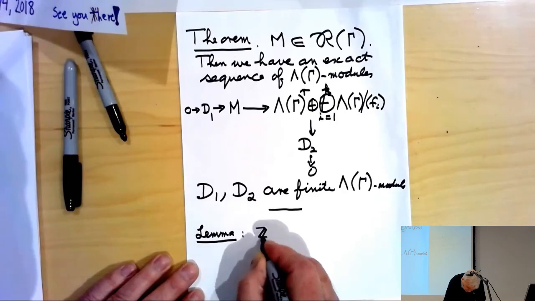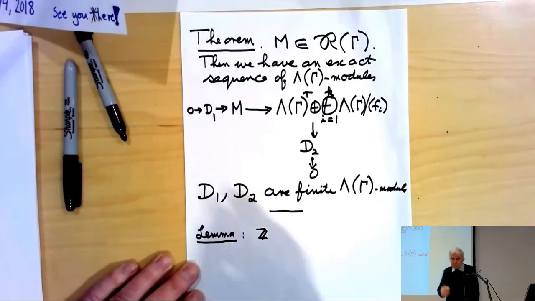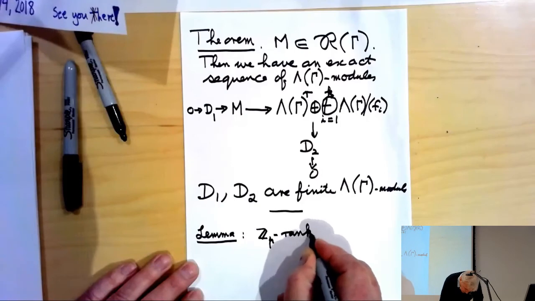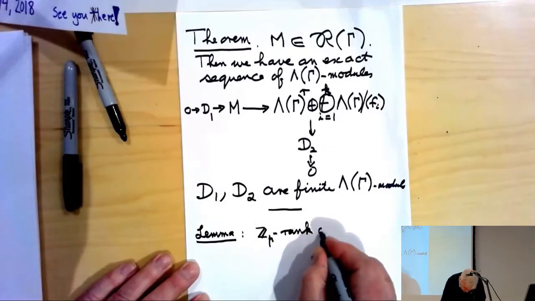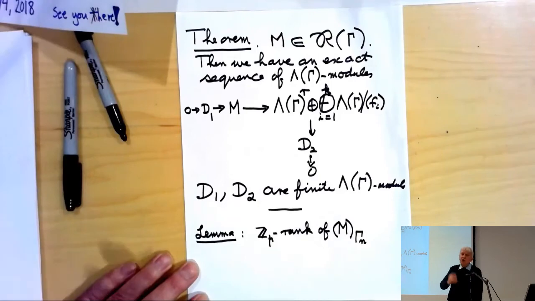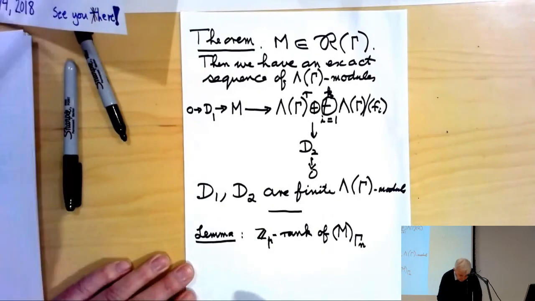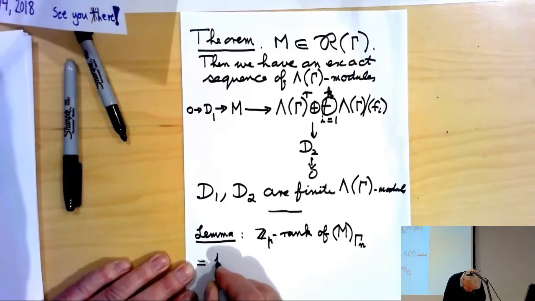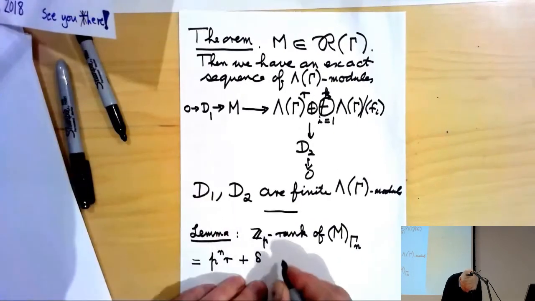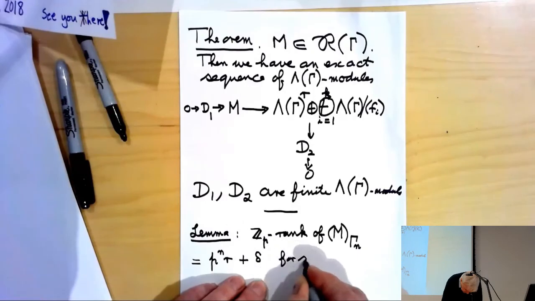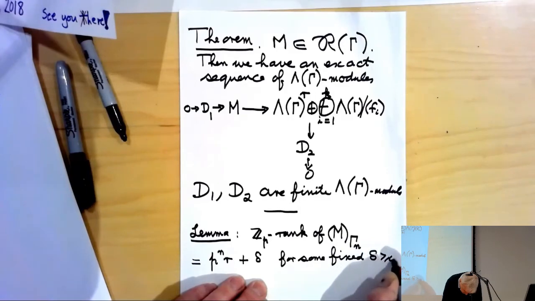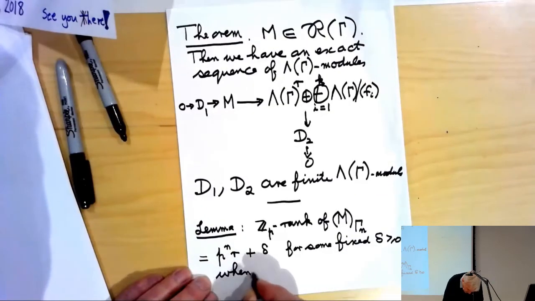that this is given one of the exercises, which people who are interested can do, that the Z_p rank, and by that I mean the number of free copies of Z_p, of M gamma n, so now you take the gamma n co-invariants of this, will be of the form p to the n times r plus delta for some fixed delta greater than or equal to naught. This is true when n is sufficiently large.